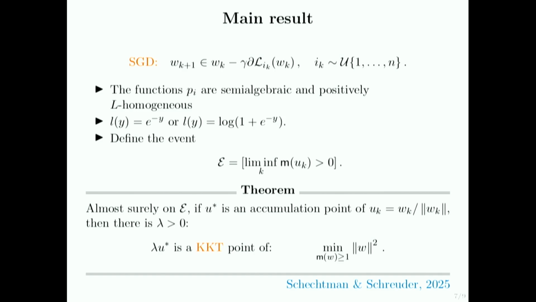This event E tells us that asymptotically, in the limit, the direction correctly classifies the data set. So M of UK is strictly greater than 0. But if we are on this event, actually the result is exactly the same. So almost surely on this event, any limit point of the direction will be a rescaled version of a KKT point of the max margin problem.